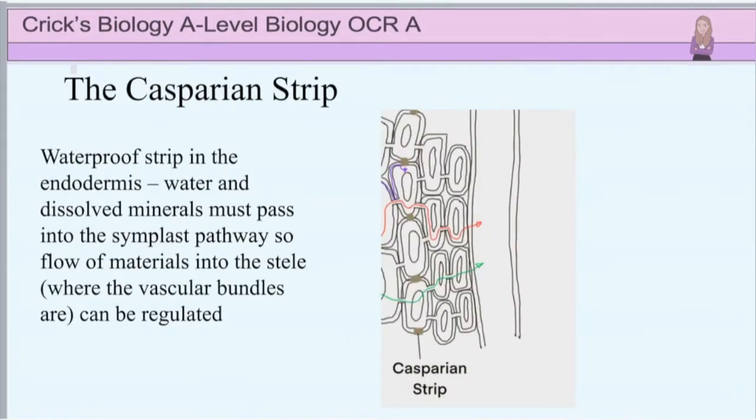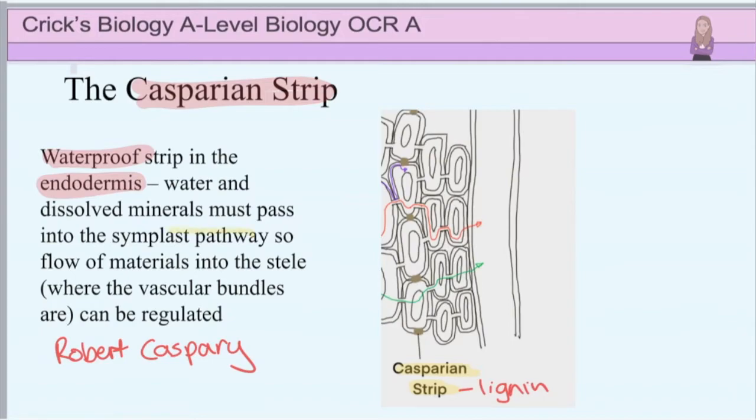The Casparian strip is a waterproof layer found in the cell walls of the cells of the endodermis. It is named after their discoverer Robert Caspari, a German botanist in the 19th century. It is very rare in the botanical literature to name something after a person, so it's quite a lucky chap really. The Casparian strip is made of lignin, like in xylem walls, and it forces the water and minerals into the symplastic pathway so that the plant can control the flow of water and minerals into the stele, which is the central part of the root where the xylem and phloem are found.